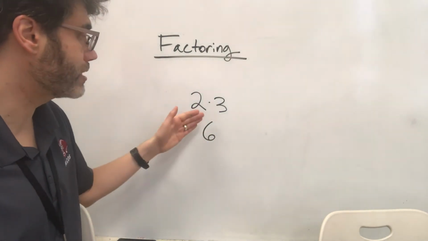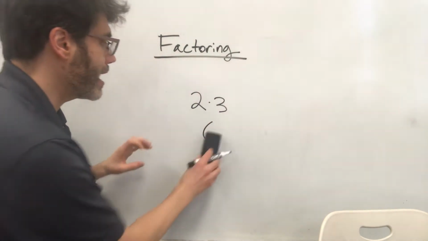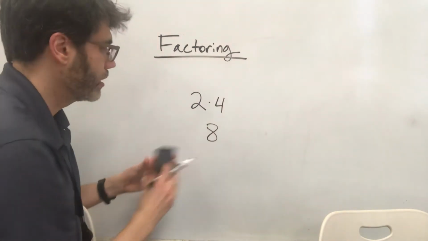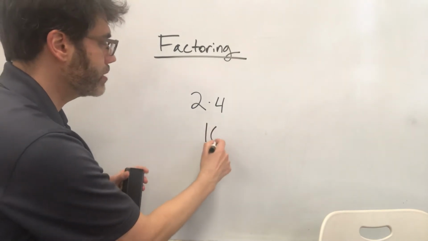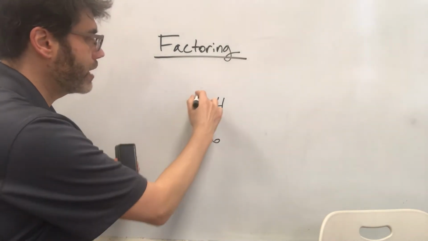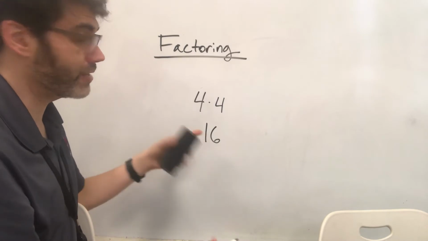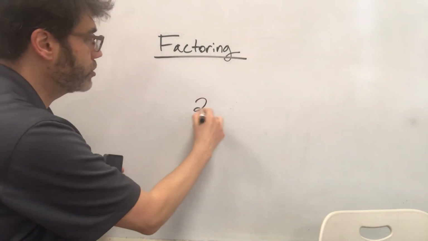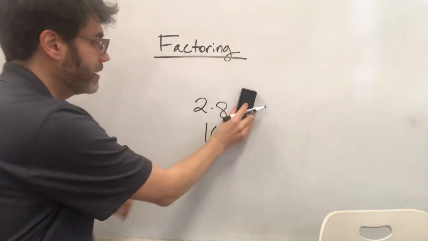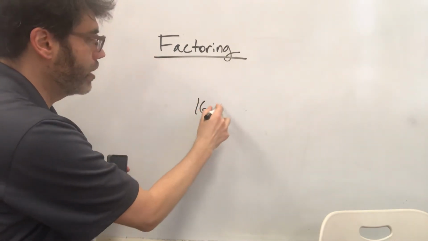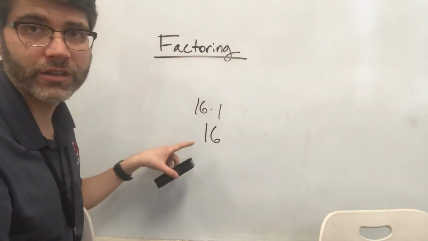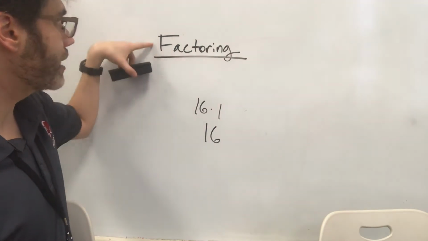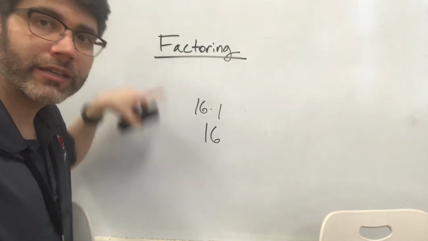So 6 could be broken down into 2 times 3. 8 could be broken down into 2 times 4, and so on. 16 could be broken down into 4 times 4, okay? Now 16 has other factors as well. 16 could be broken down also into 2 times 8, or even 16 times 1. All of these are factors of 16. So it's like all of these are examples of factoring 16.